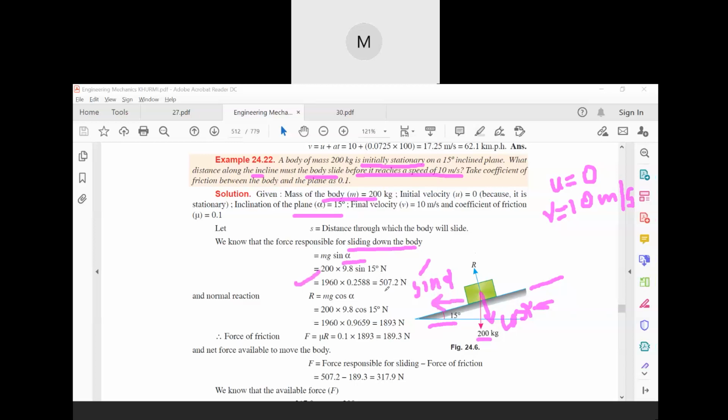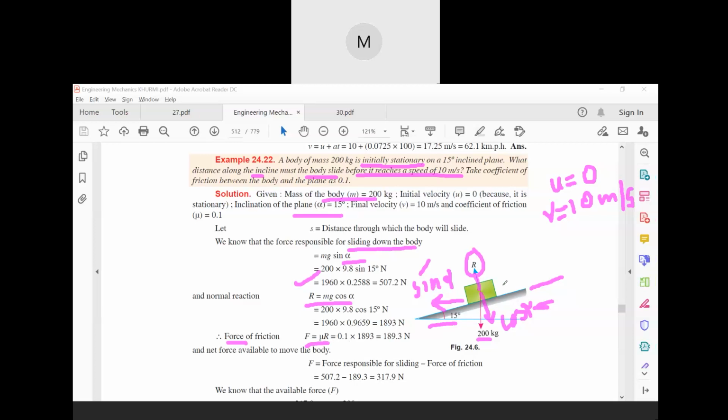Now the normal reaction. Normal reaction means this is R. Now this normal reaction is like this, no? So if it is like this, then the opposite is what? The cos alpha component. So R is equal to mg cos alpha. Okay. Now force of friction. The coefficient of friction is given as 0.1. Now the frictional force will be what? F equal to mu R.